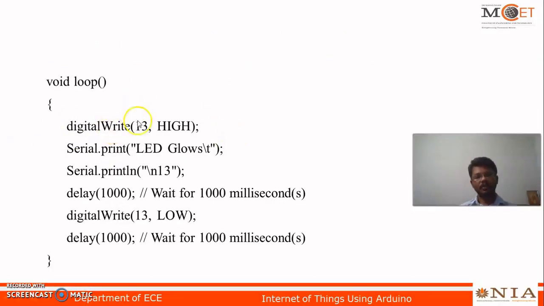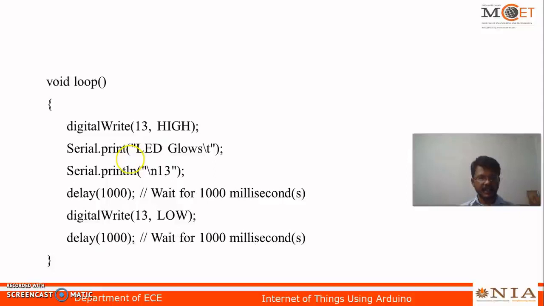Then void loop. We need to run it. What is our objective? To blink an LED. It is our output part, and an output part is assigned to digital pins. So digital pins we are choosing. Digital write 13, HIGH. So a digital value is given as high for the 13th pin. Then, like a print statement, you need to understand what is happening on the serial cable.